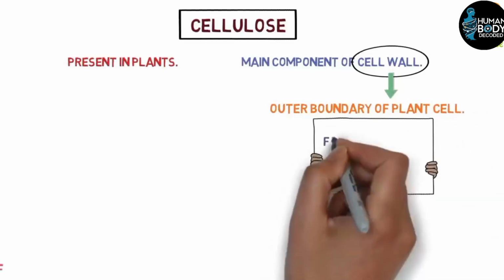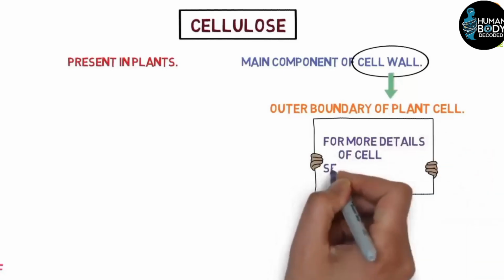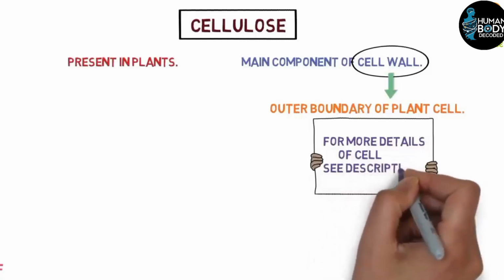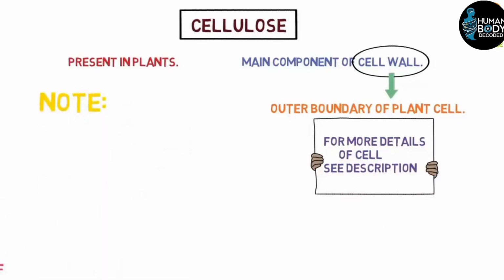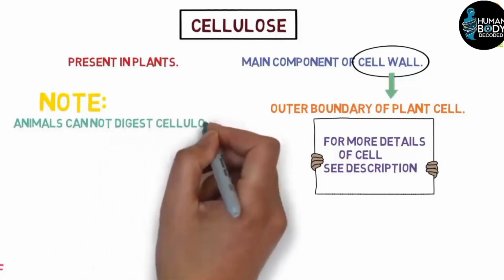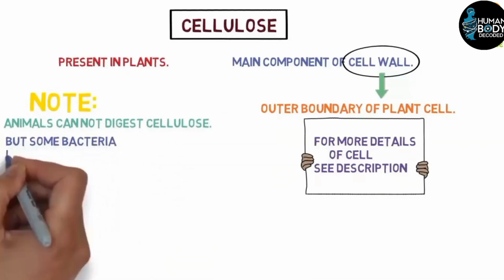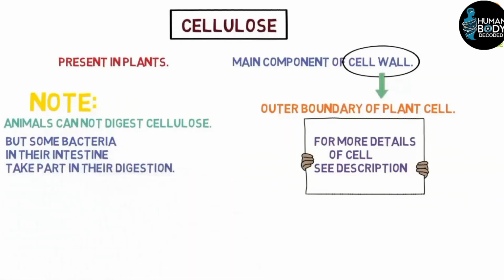If you want to read more about this, refer to my lecture on cells, where I have explained in detail about the outer boundary and how it is formed. Remember one thing, note this down. It's important. Animals consume cellulose, but they cannot digest it. That's why there are certain bacteria in our stomach to help digest cellulose. If these bacteria weren't there, we as animals would not be able to digest cellulose.